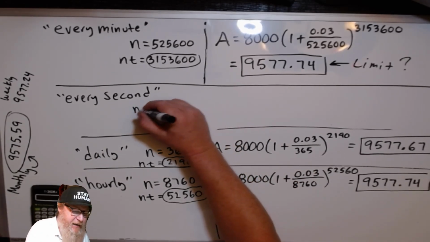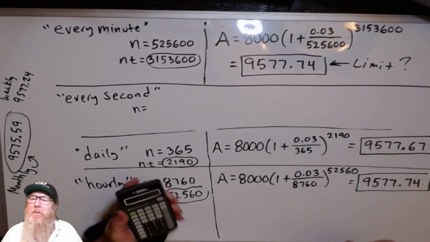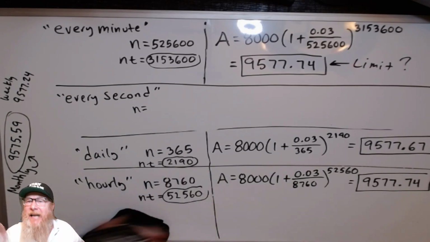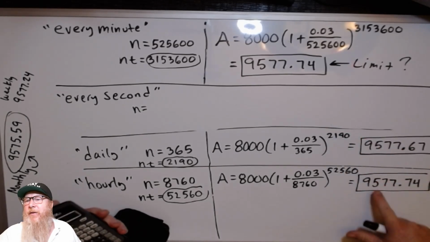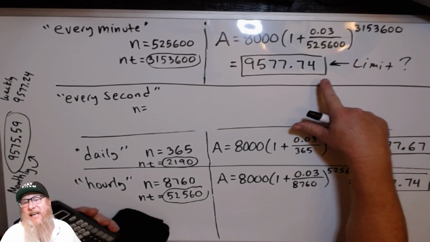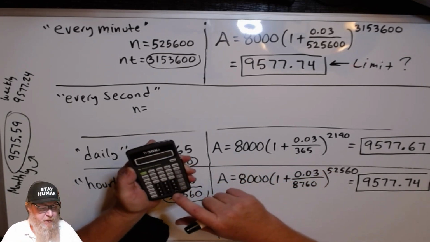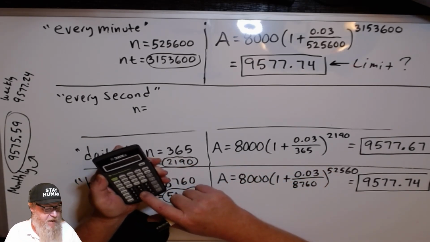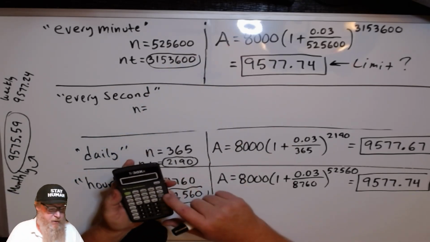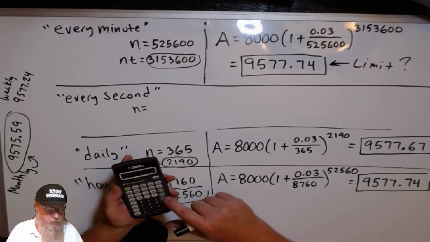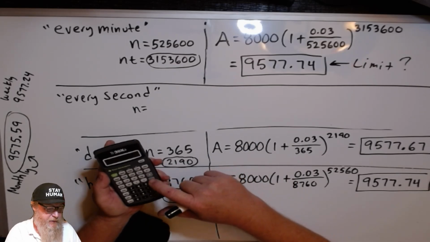So every second, how many seconds are in a year? I just want to see. Maybe I can get one more penny by doing it every second. If not, then I'm going to call it quits and say that we've reached the limit. So I'm questioning whether or not this is the limit. I think it is. But let's just squeeze it one more time and see what happens. So let's do every second. So we got 525,600 minutes. I memorized that one, but I've never memorized the seconds.